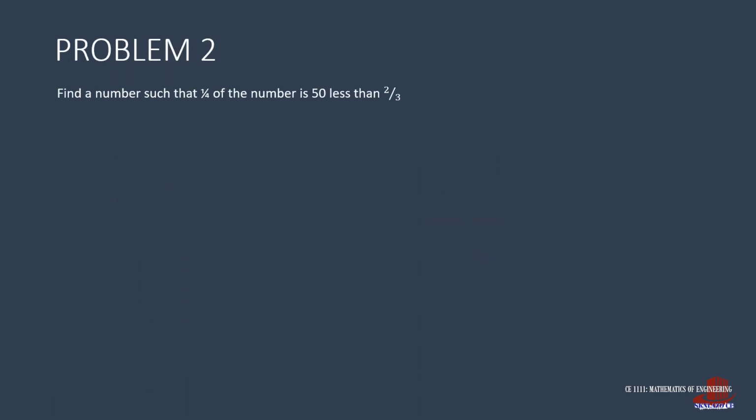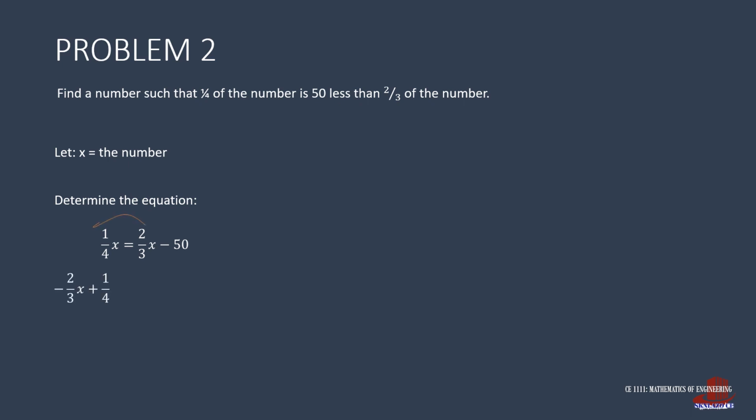Problem number 2 looks for a number such that 1/4 of the number is 50 less than 2/3 of the same number. We assign x as the number and generate the equation from the given premise, which is a quarter of x as equal to 2/3 of x minus 50. Transpose 2/3 of x to the other side and get negative 2/3 of x plus 1/4 of x as equal to negative 50. With 2 fractions involved, solve for the least common denominator to generate a single fraction.